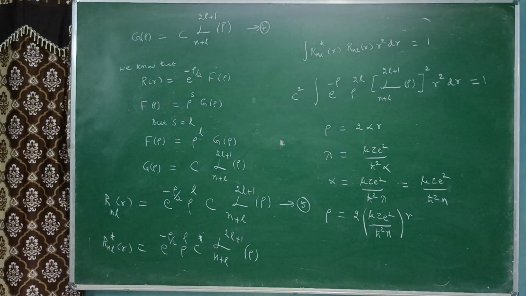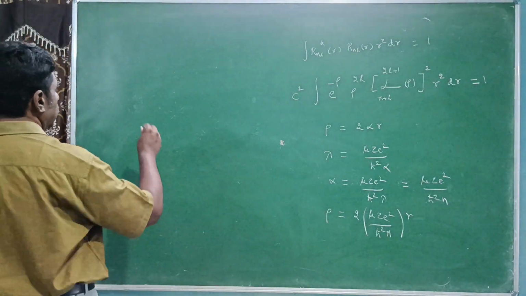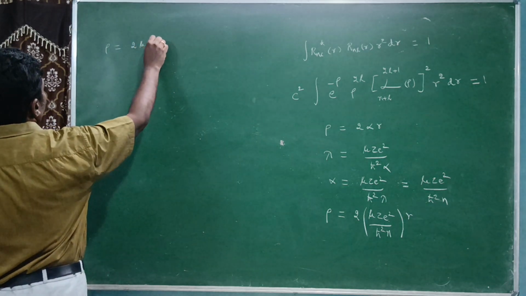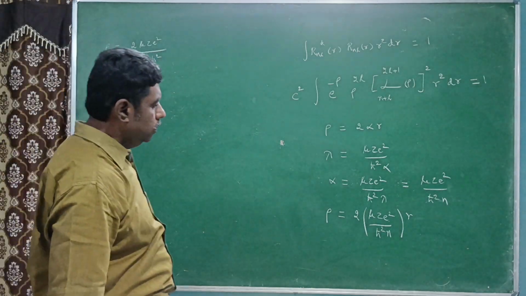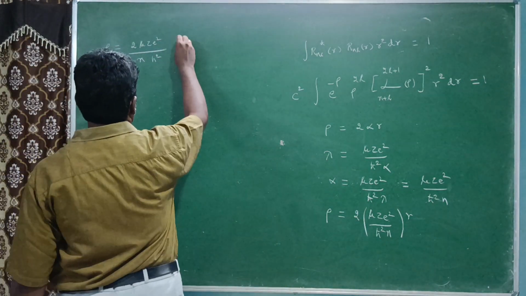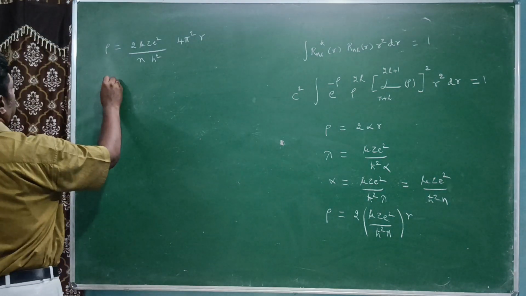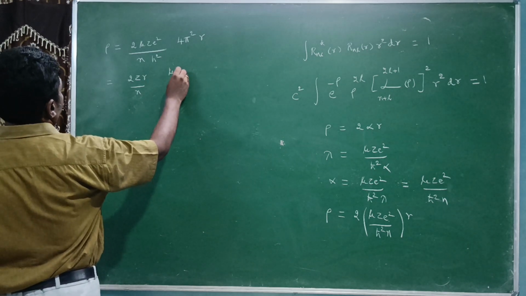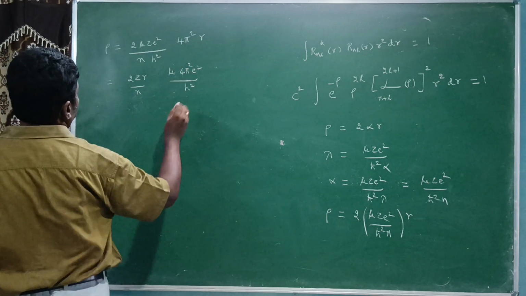Now we have to find out the value of r. We have to express ħ in terms of h by 2π in the expression for rho, which is equal to 2μZ²/(nħ²). ħ is h by 2π, so this is 4π² into r, 2Zr by nμ e² divided by h².